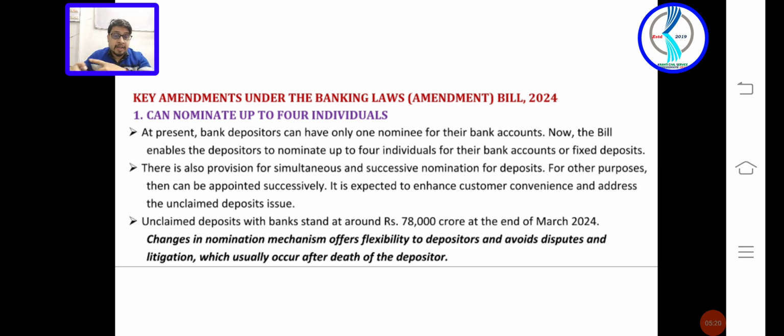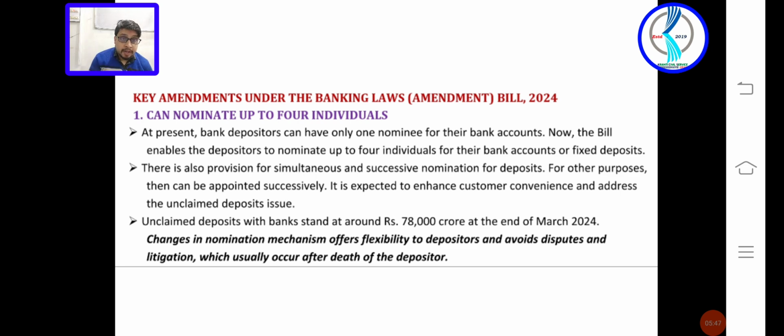What is the meaning of simultaneous nominees and what is the meaning of successive nominees? First we look at simultaneous nominees. Let's say 4 are nominated: A, B, C and D, because there is a concept of 4 nominees from now onwards for your every account, whether locker account, simple account or bank account.